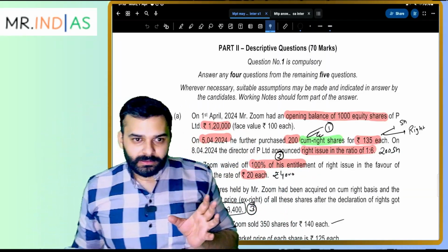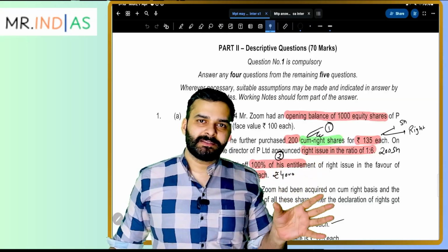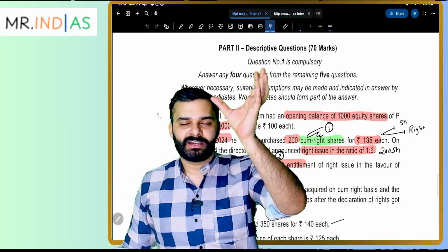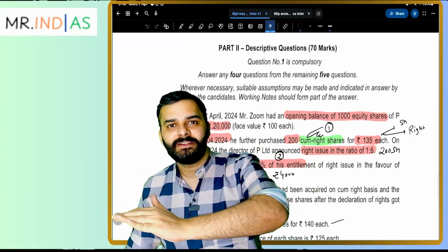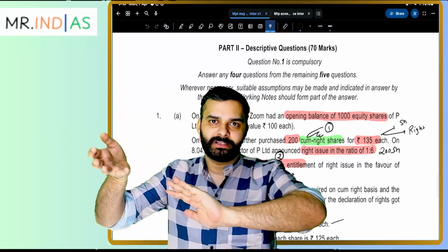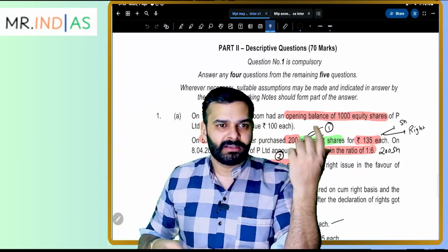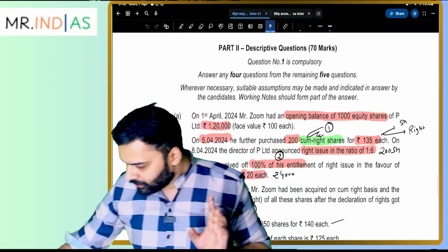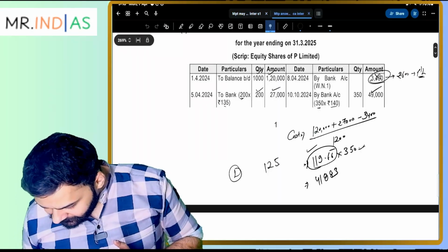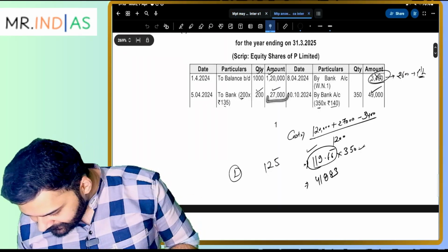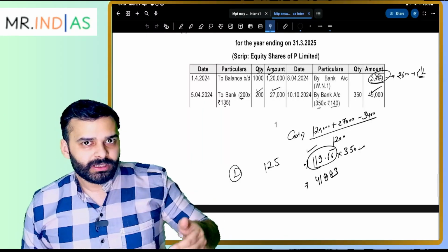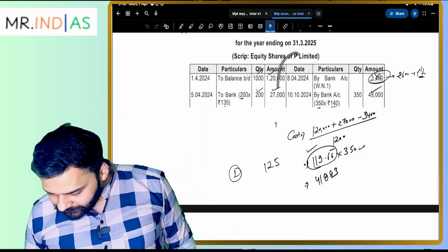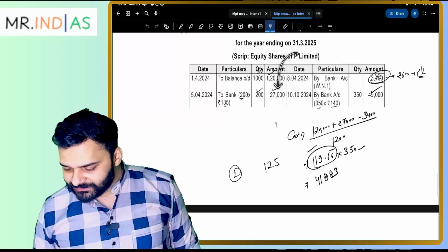So the share price increased with the announcement and fell by 3,400 when the right got settled. So the impact of right on that share price is 3,400. With respect to Mr. Zoom, he paid 27,000, which includes the amount of right, that means right is included in the debit side.